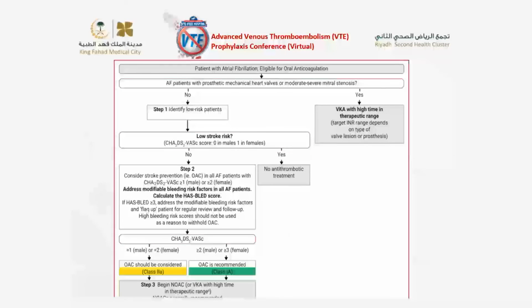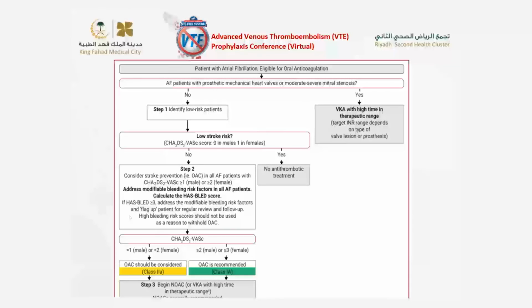If your CHA2DS2-VASc is higher, so 1 for males or 2 for females, then you really should consider anticoagulation. If your CHA2DS2-VASc is 2 and above for males or 3 and above for females, then there is a strong recommendation for oral anticoagulation. I want to emphasize something.